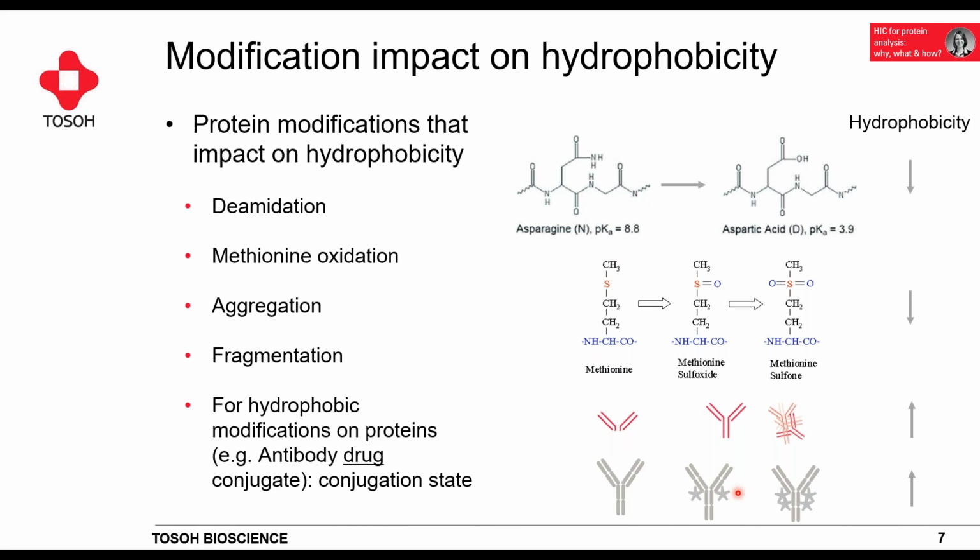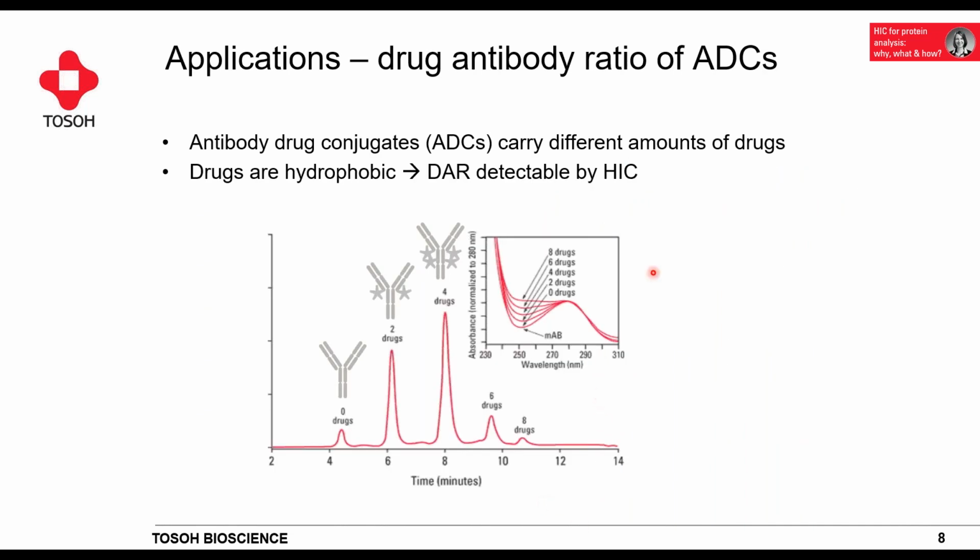And with that, I am already in one of the first applications, because this is the main application of hydrophobic interaction chromatography, and this is the analysis of antibody-drug conjugates. So antibody-drug conjugates, you very likely know, it's basically an antibody that can specifically bind a target molecule, a target antigen, for instance, a protein on a tumor cell, and this is attached to a chemotherapeutic drug.